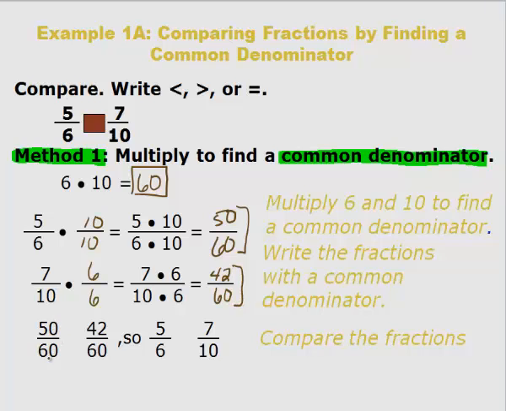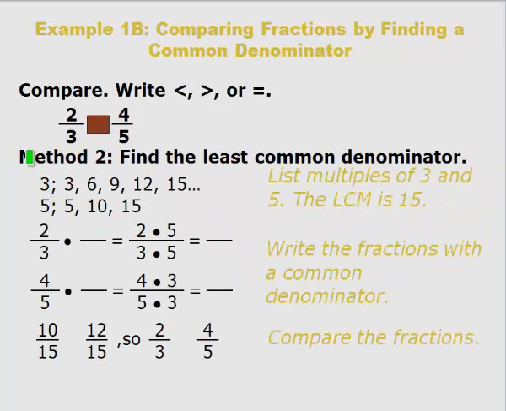Now, if you have 50 out of 60 shaded or 42 out of 60 shaded, obviously the 50 out of 60 is larger. So 5/6 is going to be larger. By giving them common denominators, we can now compare the fractions, so we can tell what the original fractions would be in comparison. In this method, we're going to find the least common denominator.